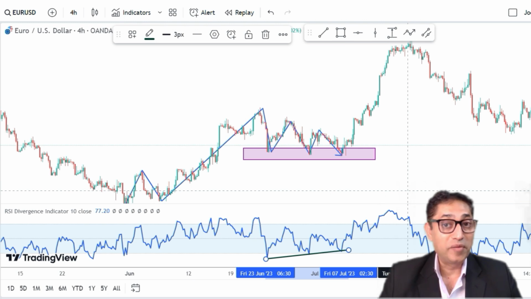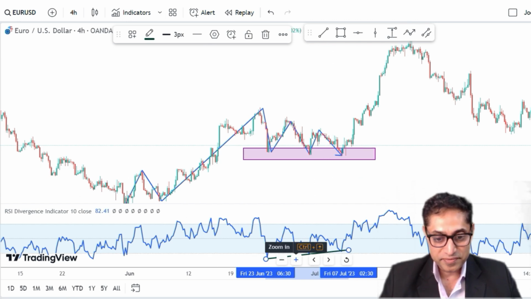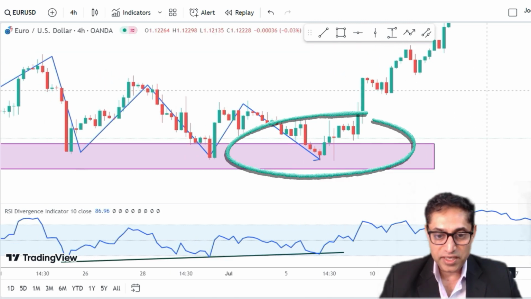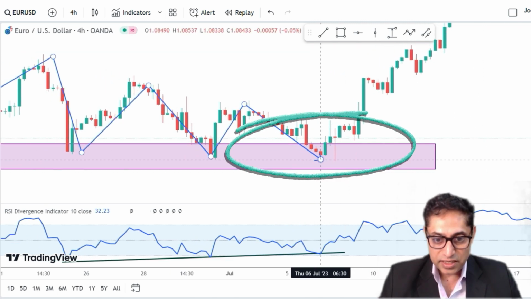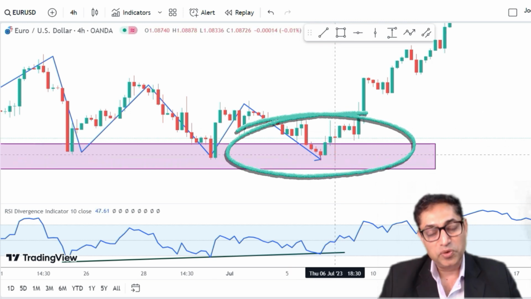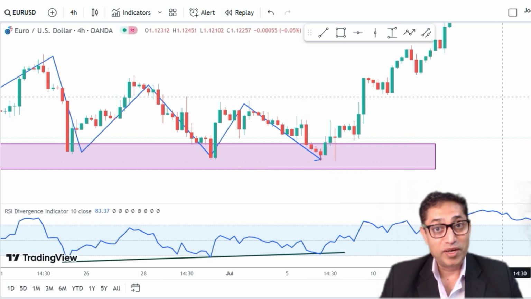Now, the fourth requirement for a double bottom trade. What is it? The candlestick pattern. So let us see if we have a good candlestick pattern over here. And there you go. We are looking for a candlestick pattern over here. And here you can see that number one, there is an engulfing candle. And number two, there is a good hammer. So all the four conditions of a double bottom trade are met over here.